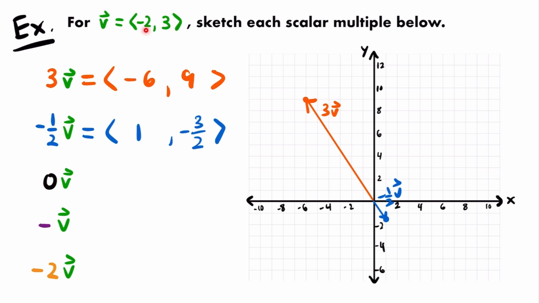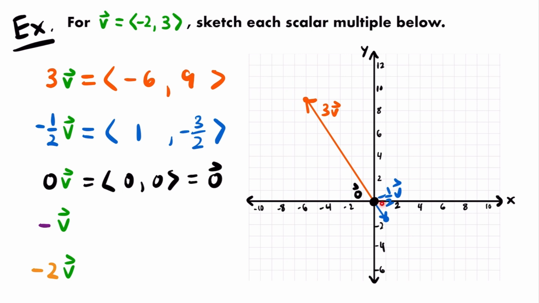0 times negative 2 is 0, and 0 times 3 is also 0. So this vector just becomes (0, 0), which is also known as the 0 vector, and the 0 vector is just a point at the origin. And so sketching this scalar multiple is going to be pretty easy. We just have to draw a point at the origin. And so I'll do that right there, okay? And if you want, you could label that. I'm just going to write the 0 vector right there, okay?